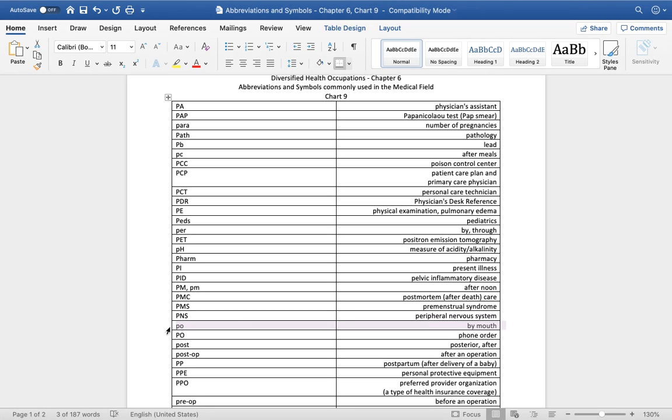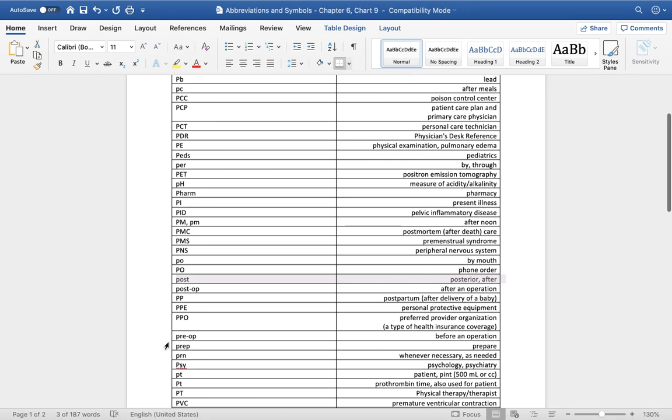PO, this is by mouth, right? If you remember, NPO is nothing by mouth, right? PO, capital P, capital O, this is phone order. Phone order. This happens a lot in inpatient facilities where the doctor may give a phone order to the nurse or the pharmacy, something like that.